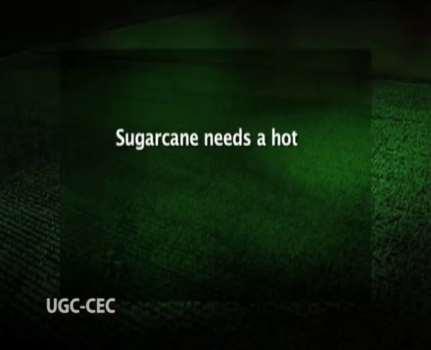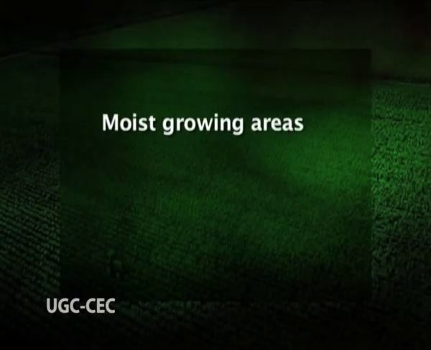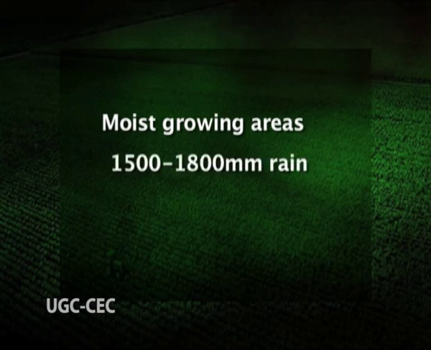So, I conclude today's lecture with these remarks: the sugarcane needs a hot and moist climate. The optimum average temperature for growth is 25 to 26 degrees centigrade. The water requirement is high. In most growing areas, the cane needs 1500 to 1800 millimeters of rain. I hope you have understood this lecture.